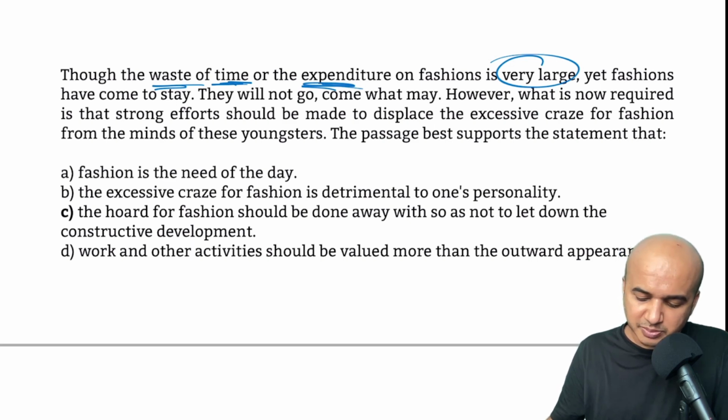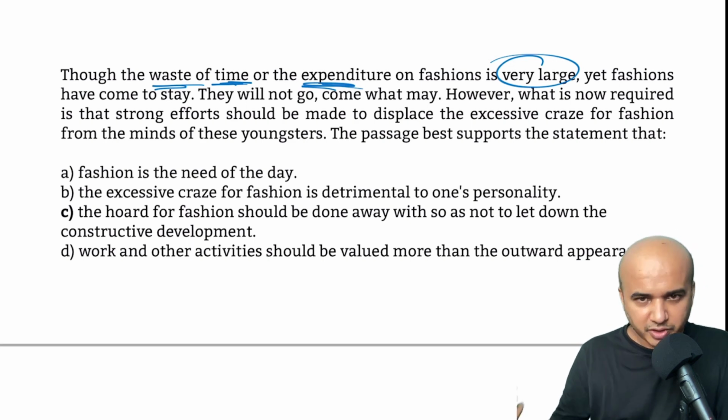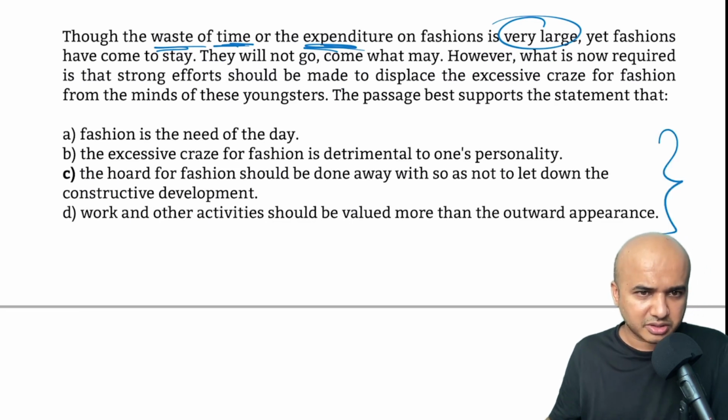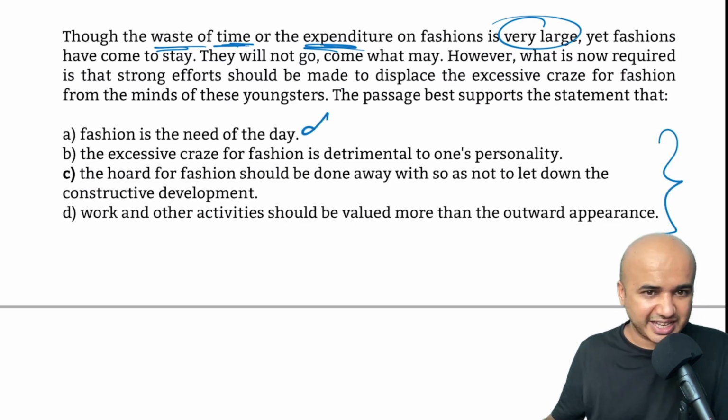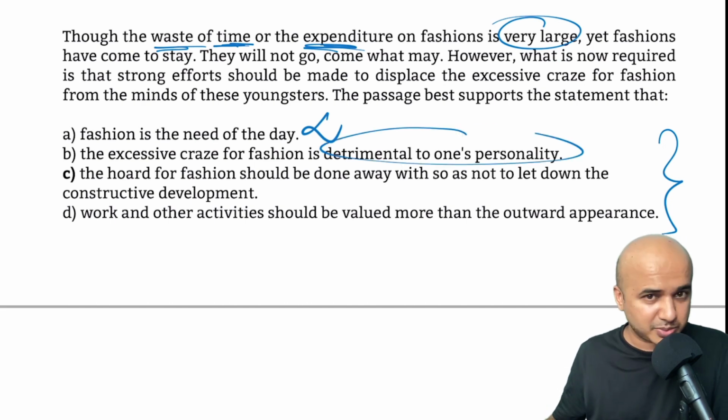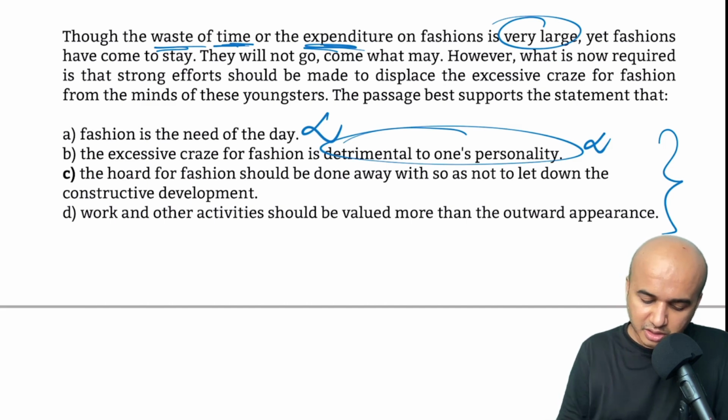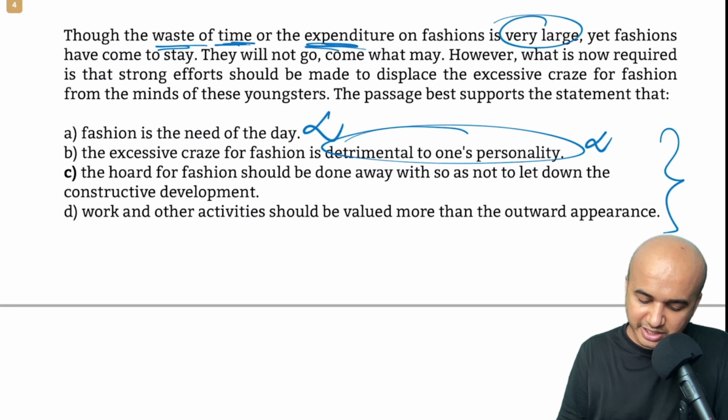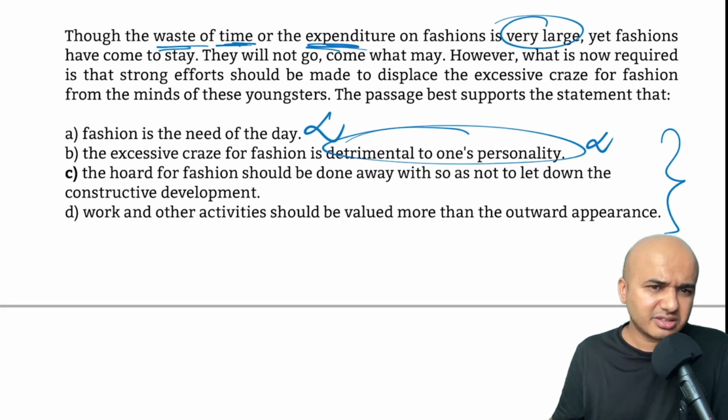Anyway, so they think that fashion should not occupy too much mind space. Okay, fine. The passage best supports the statement that, okay, from the above passage, what can we say from the given options? Fashion is the need of the day. Obviously, they don't infer that. The excessive craze for fashion is detrimental to one's personality. They don't say that. They say that there is excessive mind space given to fashion, but they don't say that it is detrimental to one's personality. Nowhere in the paragraph have they mentioned anything of that sort. So this is not the right inference. The hoard for fashion should be done away with so as not to let down the constructive development. Again, this can also not be.